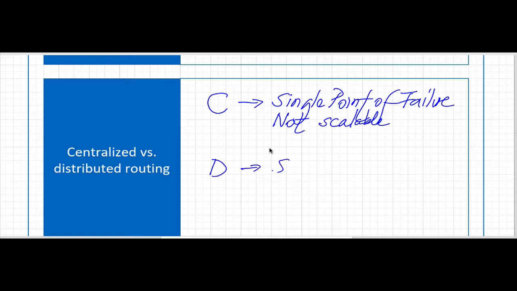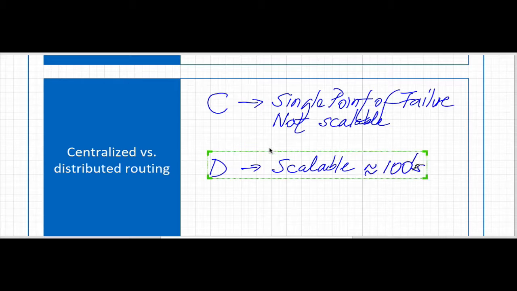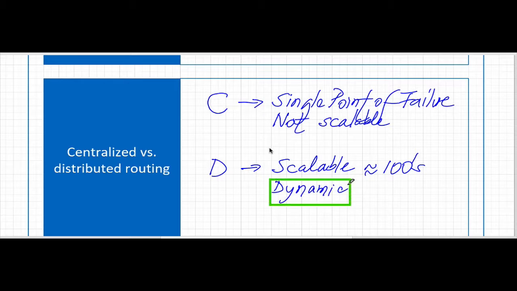And distributed routing is scalable, but only up to a certain point. We're saying that it's going to be scalable up to hundreds of nodes. If you grow more than that, it becomes infeasible to run the distributed routing algorithms. But we don't have a single point of failure, so it allows for dynamic reconfiguration. If something in the network fails, we should still be able to operate other parts of the network and route around problems. That's the advantage of distributed routing.